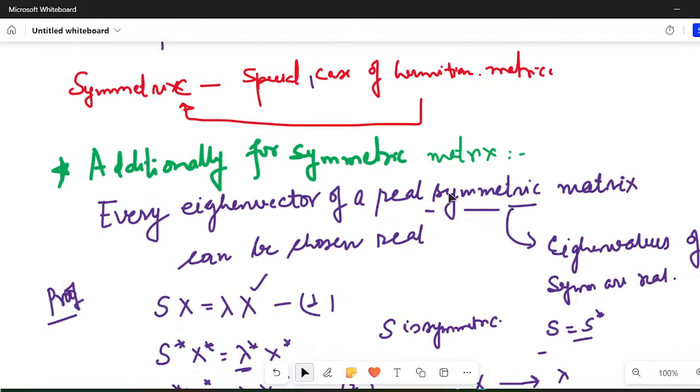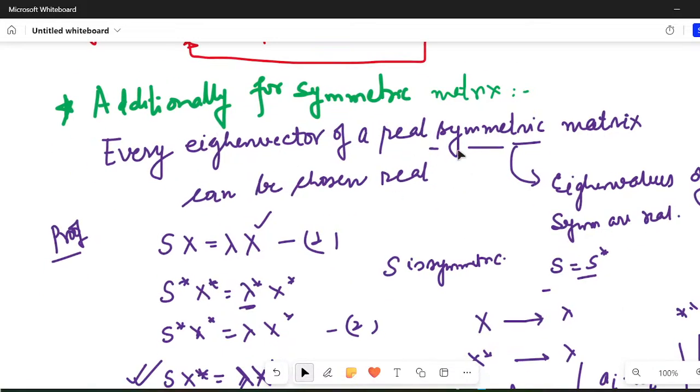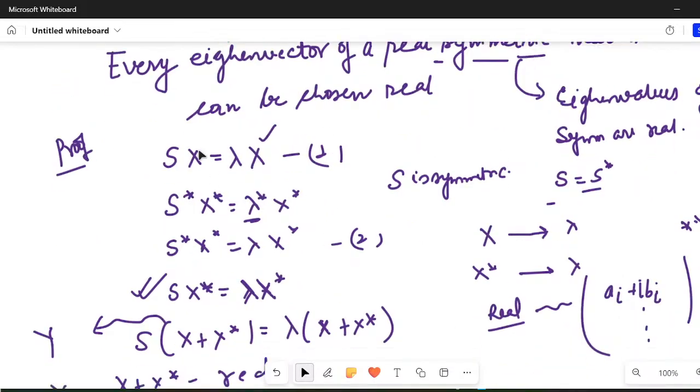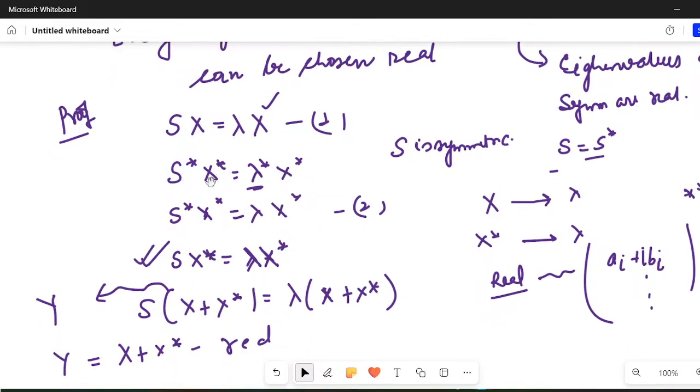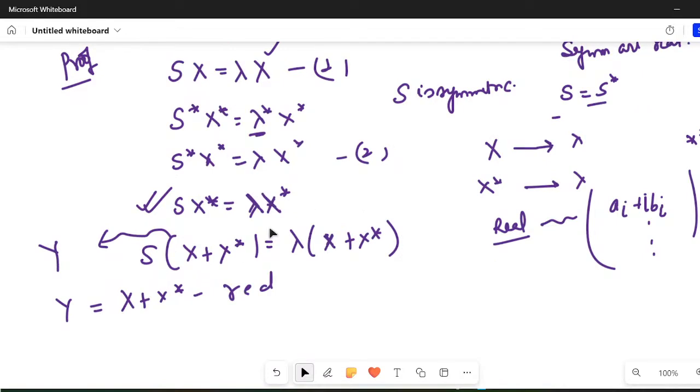Additionally, for a real symmetric matrix, every eigenvector can be chosen real. Here I have shown that if x is an eigenvector, then Sx gives lambda x. Taking the conjugate, S star x star is lambda star x star. Since S is real symmetric, S star is simply S, and since lambda is real, lambda star is simply lambda. So x star is also an eigenvector for lambda, and x is also an eigenvector of lambda.